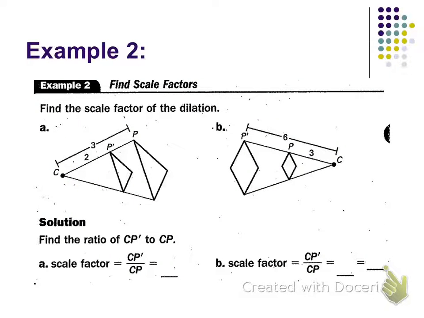All right, on example 2, we are finding the scale factor of the dilation. What that means is we're finding the ratio of CP prime to CP. So on part A, what is the distance between C and P prime? 2. They labeled that nicely for us. So we'll have 2 over the distance between C and P. What's the distance between C and P? 3. Can that be reduced? No. So our scale factor, or K, is equal to 2/3.